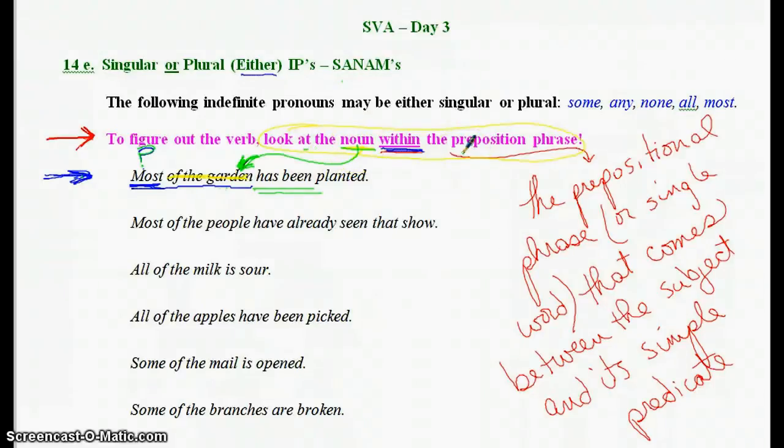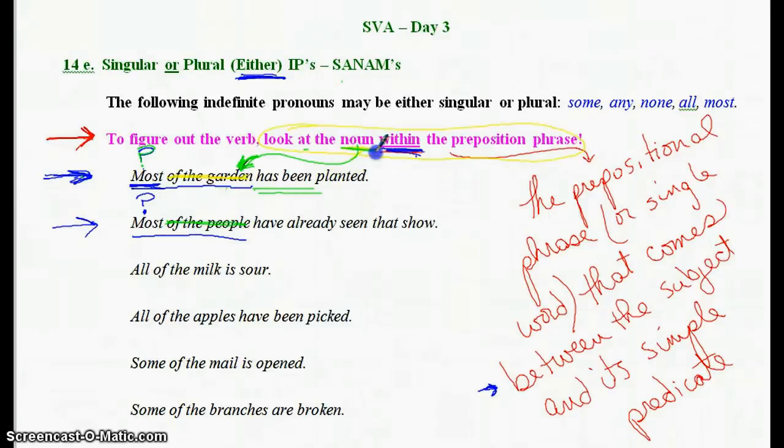The second one, most of the people have already seen that show. Our subject is most of the people. We want to cross off our prep phrase, but then say to ourselves, oh, here's the synonym. We don't immediately know what the synonym is because it can go either way, singular or plural. So we need to look at the noun within the prep phrase that has come between the subject and its simple predicate. Here, that prep phrase is of the people.